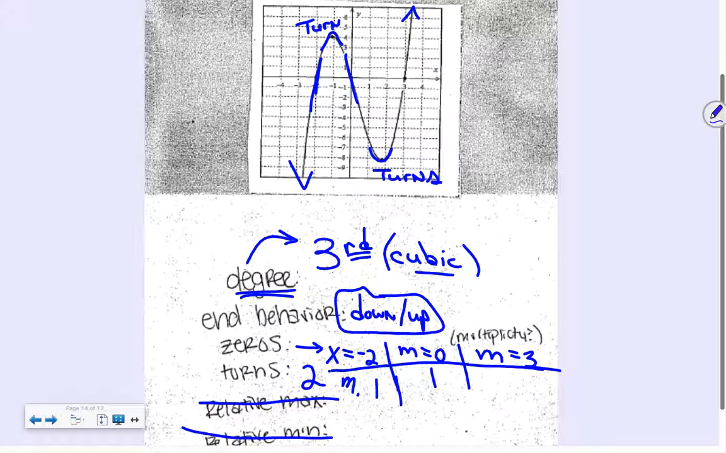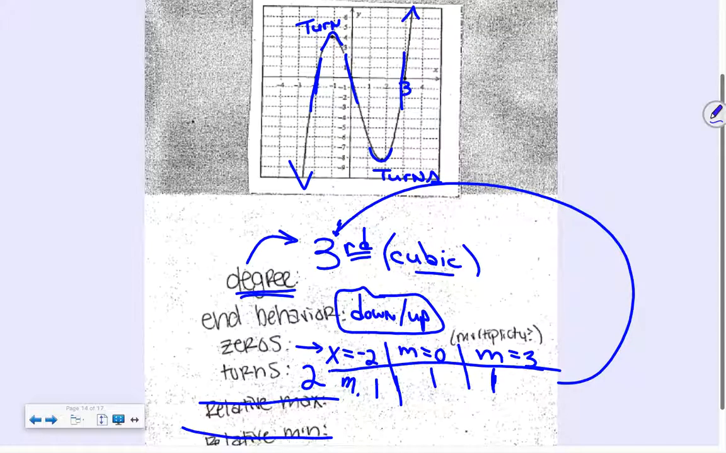And at 3, it crosses, right? Yes. So multiplicity is 1. Hey, guess what? You see these numbers? Look up. If you add up the multiplicity, 1, 1, 1, you should get what? 3. You should get your degree. And you do. We did it right.